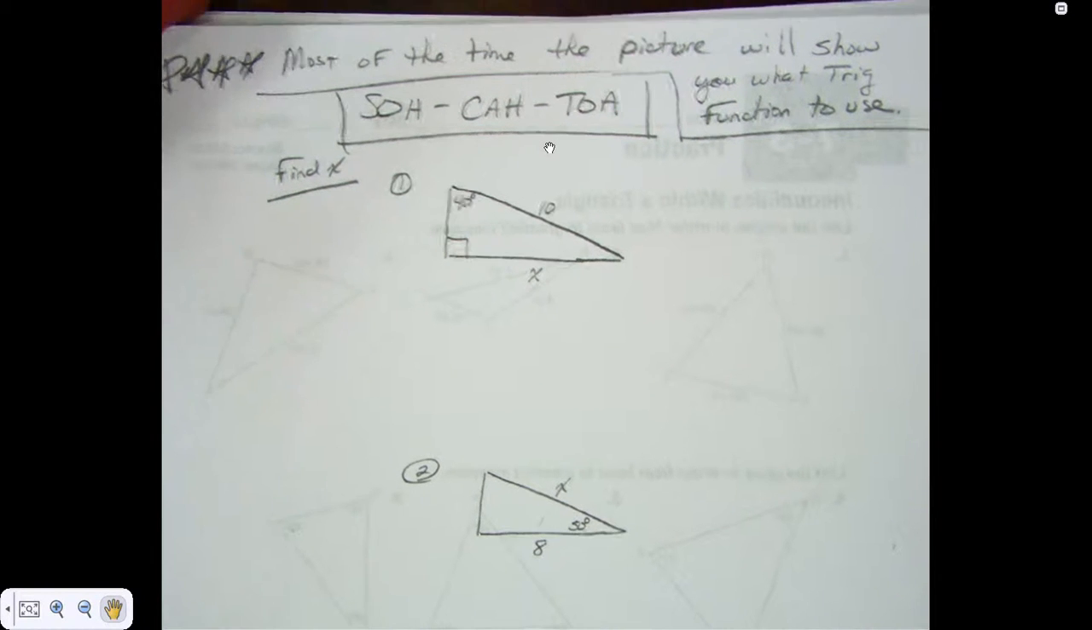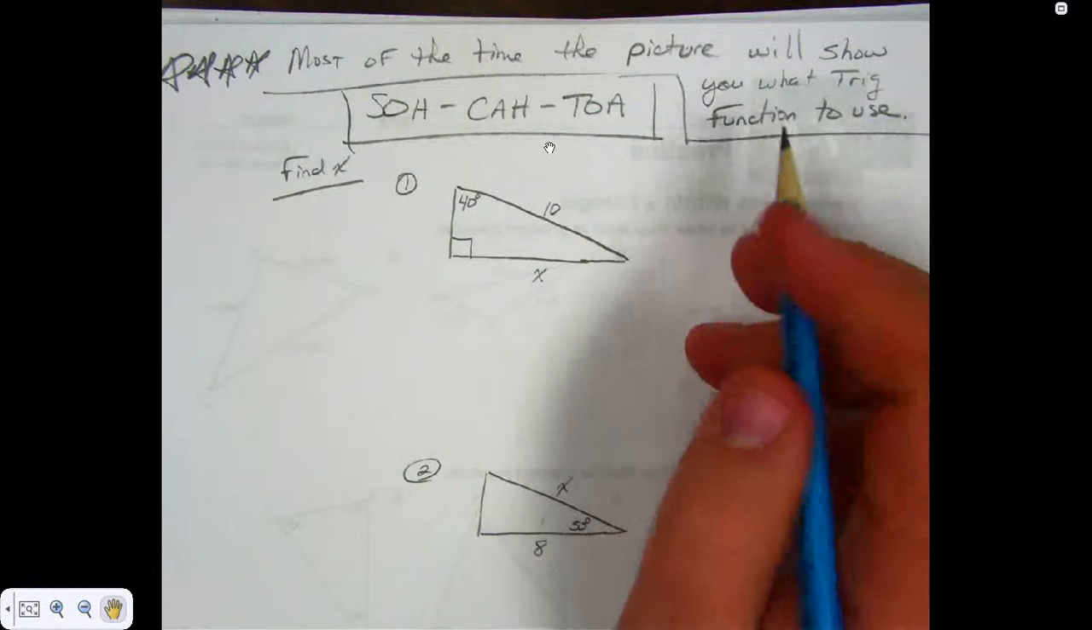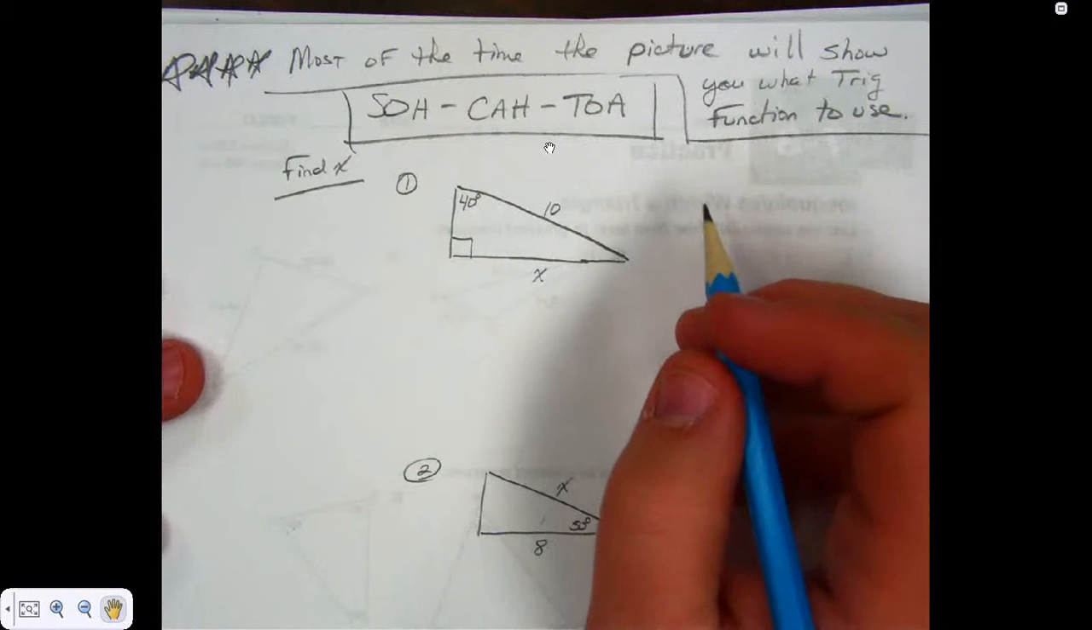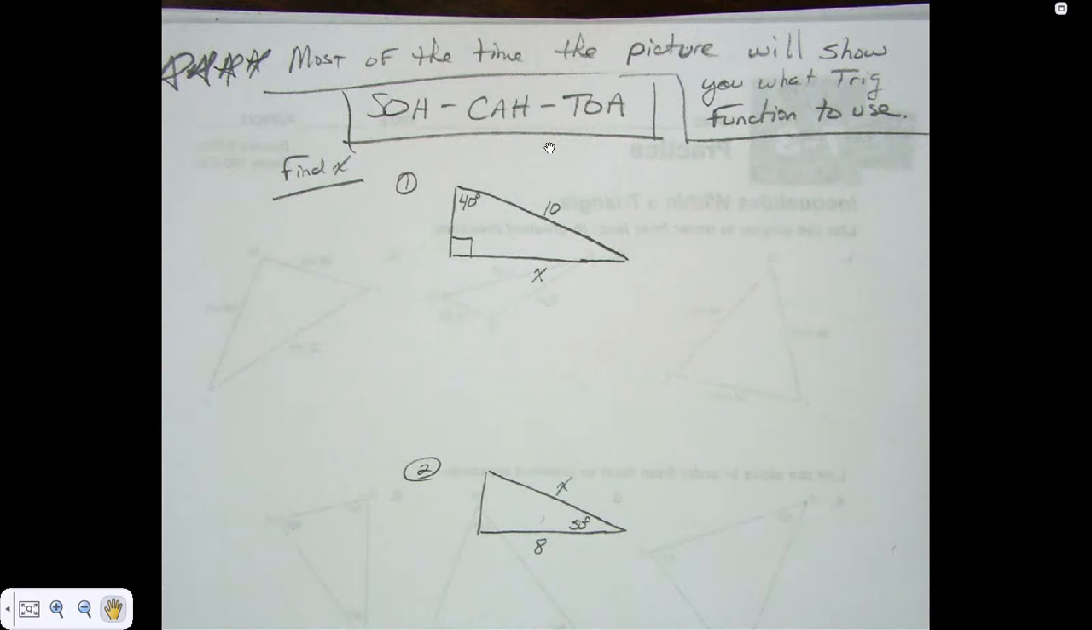Okay. Most of the time, the picture will show you what trig function to use. We have three trig functions. Sine, cosine, and tangent, right? What do I mean by that? Well, you're always going to have an angle, right? With respect to that angle, they're going to give you some information. What we're going to do is basically solve equations that have trig functions in them.